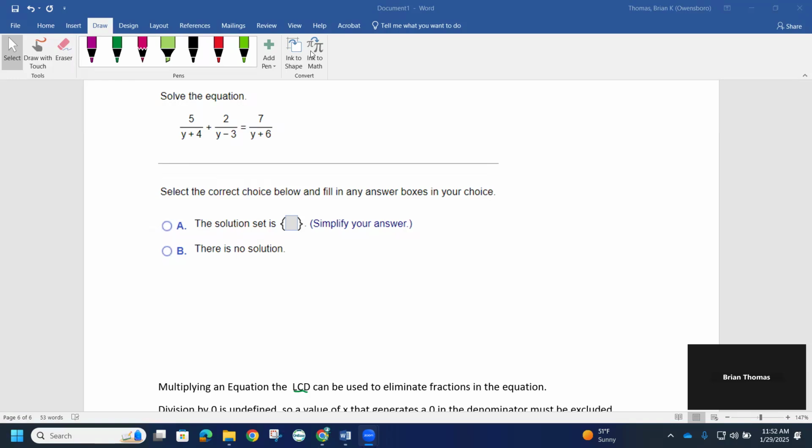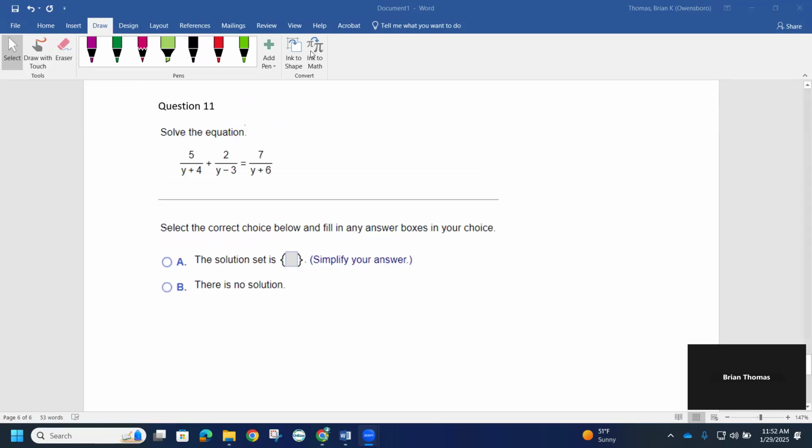So this is question 11. So once this is solved, this equation, but notice how again, the variable y is in the denominator. So one of the things we have to pay attention to is the denominator cannot equal zero. So what we have to look at to start with is what would make y plus 4 turn into zero? We would see, well, y equals -4. That would make a denominator zero, so we have to exclude that.